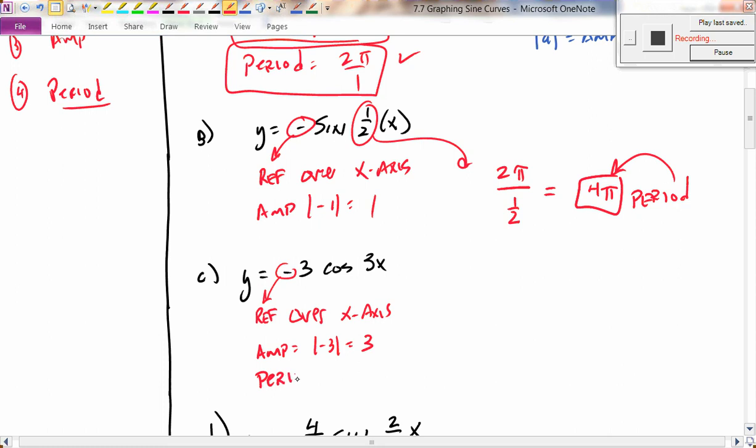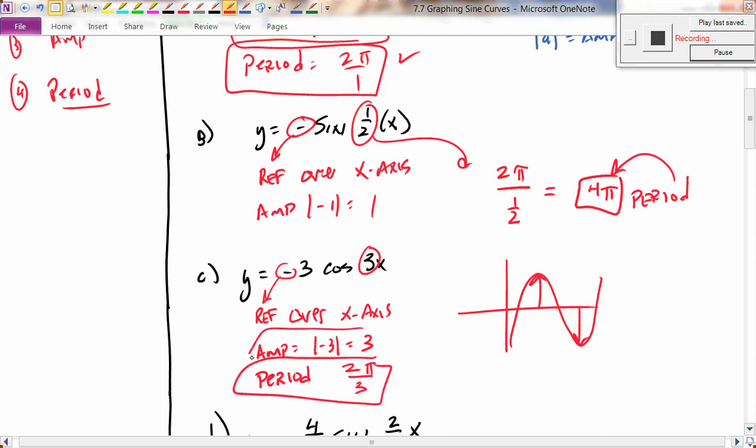What does the amplitude mean? The amplitude is that distance, so kind of like this, the distance from the center line to the top or the center line to the bottom, that distance. And the period has to be 2 pi divided by the number that's in front, so that gives me a period of 2 pi over 3. So it takes a distance of 2 pi over 3 to complete one full cycle, which is much less than 2 pi, right? Okay, you guys catch on to this so far?